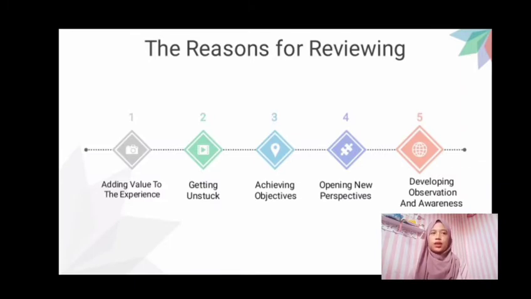And the second is getting unstuck. Without reviewing, groups and individuals can get stuck at a particular stage of development. And reviewing provides a range of strategies for moving beyond this stage and for getting the cycle of learning and development turning again. And the third is achieving objectives. Reviewing can help to clarify, achieve, measure, and celebrate objectives.